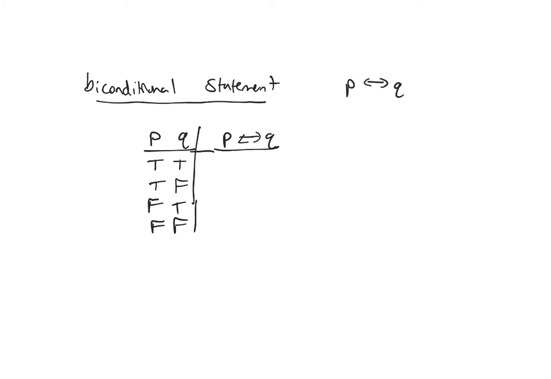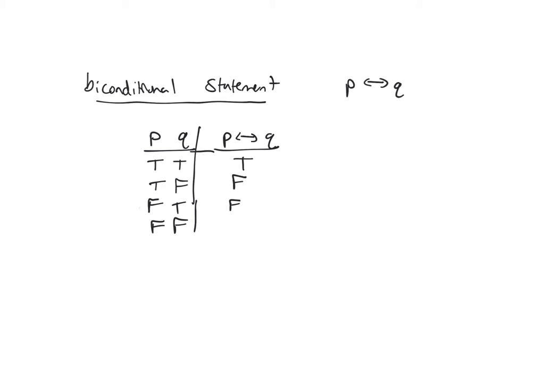So for the biconditional statement, you record a T if they have the same value in the truth table. Otherwise, you record a false. So if you look at this first row, they are both true, so it would be true. If you look at the next 2 rows in the truth table, they're not the same. They don't have the same truth value.